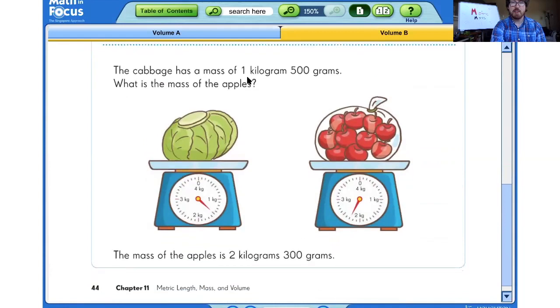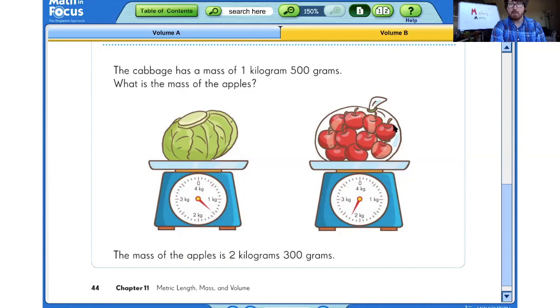Now this cabbage has a mass of 1 kilogram and 500 grams. And we want to find the mass of this bunch of apples. So if we look here, we have 0 to 1 kilogram. And we can count either by hundreds, 1, 2, 3, 4, 500. Or if you look, this red one right here that I'm pointing at is a bit bigger compared to these little ones. So we can do 0, 500, 1,000 or 1, and then another 500. So 1 kilogram and 500 grams.